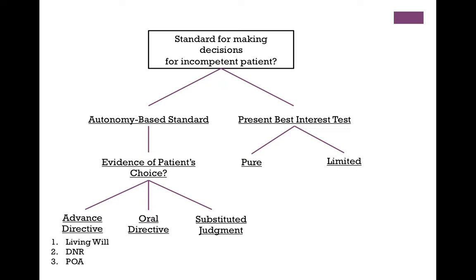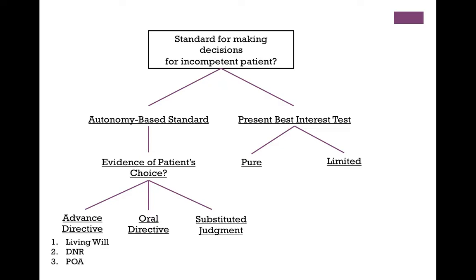However, there are problems with the autonomy-based standard, which is that in many cases someone left no evidence whatsoever of what they would want. And in other cases, the person was never competent to begin with. When that occurs, what is appealed to is what is called the present best interest test, which is where we simply say, okay, what would be good for the person now? And here we have a pure present best interest test where we just say what would be good for them now based on what the average person of reasonable intelligence would want.